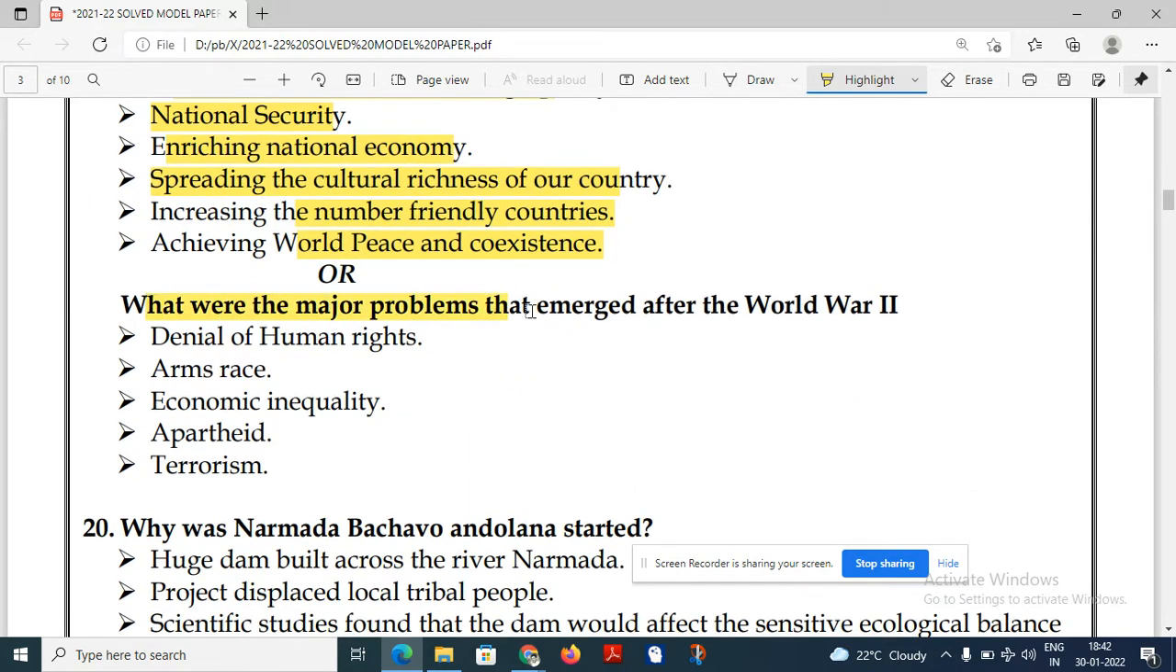One more alternative question is there. What are the problems emerged after World War II? Denial of human rights, arms race, economic inequality, apartheid, and terrorism. These are the very new problems which emerged after 1945, I mean, World War II.